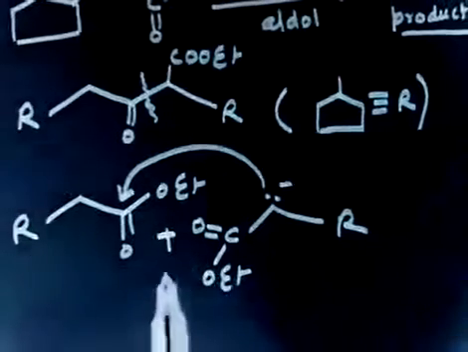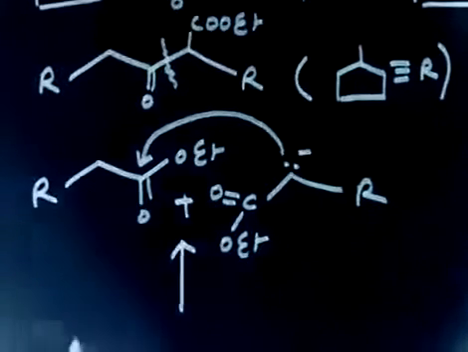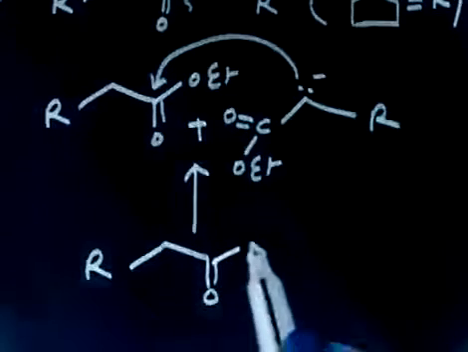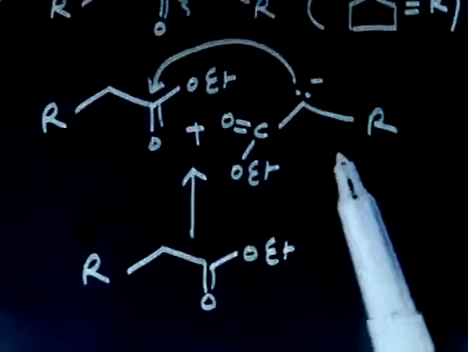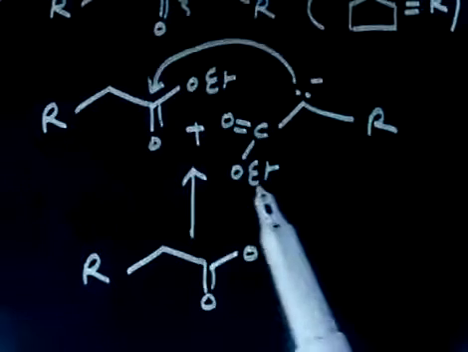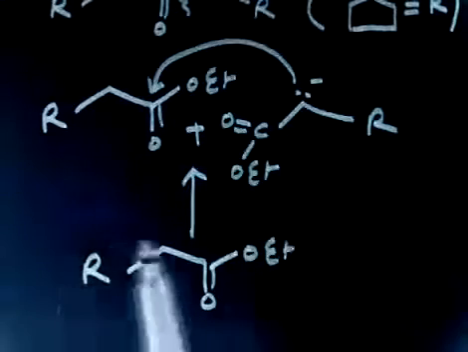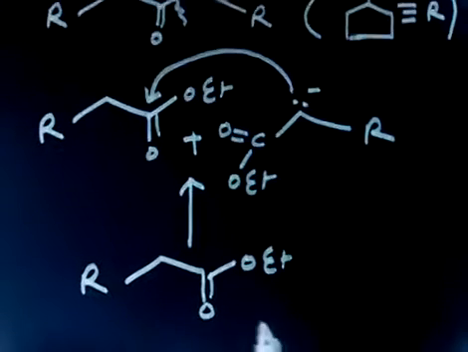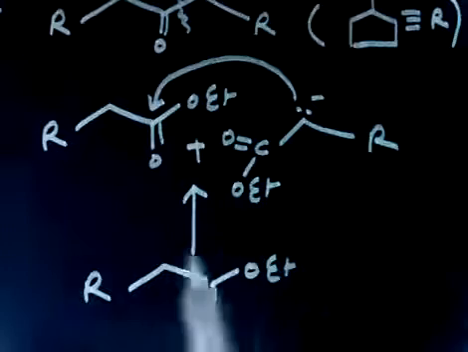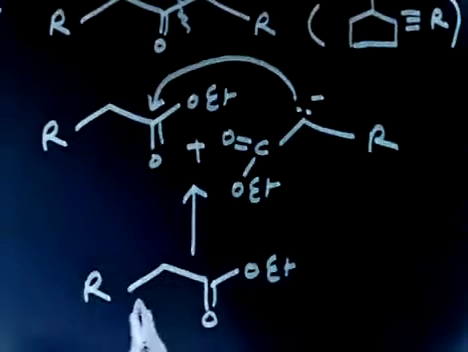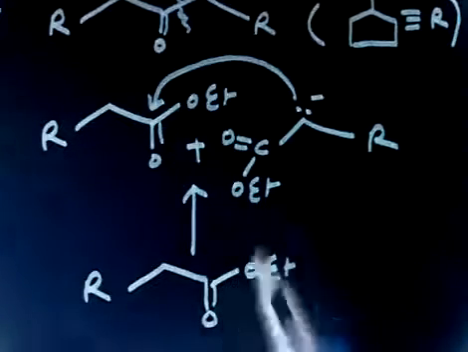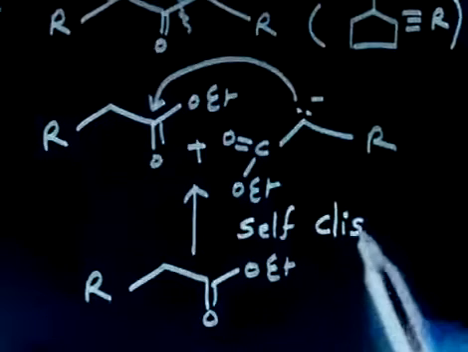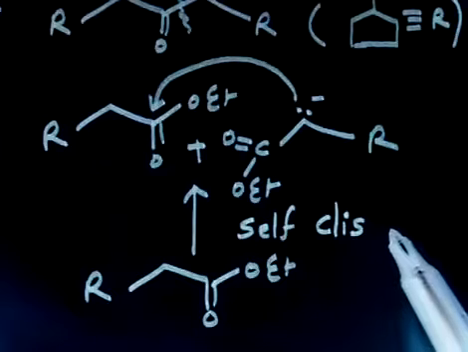This means I can get this simply from RCH2COOEt. And this compound is the same, RCH2COOEt. So this means if I take 2 molecules of this, I will get the desired product. And this reaction is nothing but Claisen condensation, self. So this molecule is again condensing with the self molecule. So this is called self Claisen.